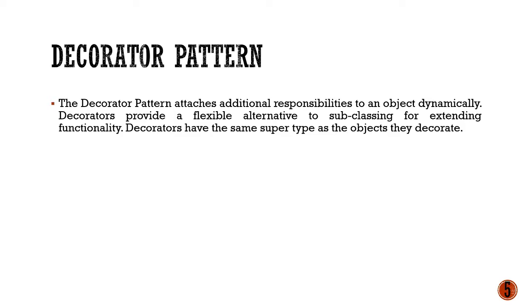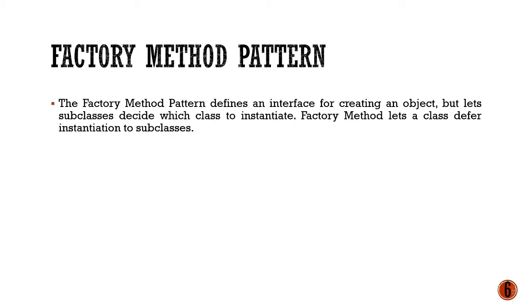Okay, my third topic is about the factory method pattern. The factory method pattern defines an interface for creating an object, but lets subclasses decide which class to instantiate. Factory method lets a class defer instantiation to subclasses.